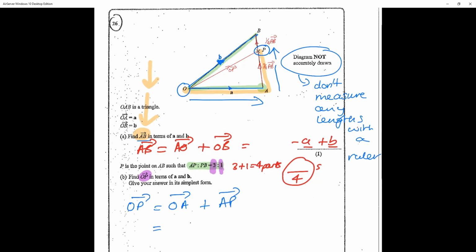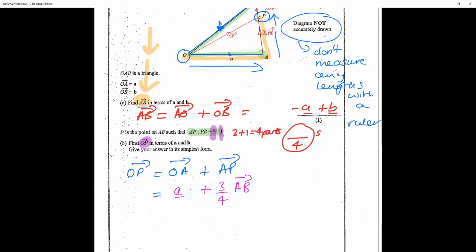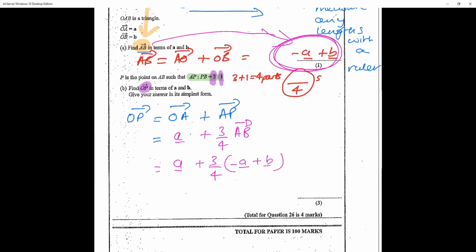And what is O to A? O to A is just A. And what is A to P? 3/4 of A to B, yeah. Fantastic. That's lovely. Next part. So the A plus 3/4. What is A to B, by the way? Minus A and B. Okay, lovely.